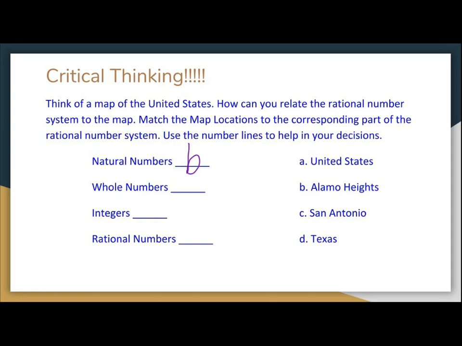If we were to move a step up in our thinking after Alamo Heights, one that would include more numbers would be like San Antonio, which would be our whole numbers. It's got a little bit more, not a lot, but a little bit more. And then from there, our next map location that would include an additional amount of people, an additional amount of numbers, if you will, would be Texas. And then the greatest amount that includes everybody would be the United States.